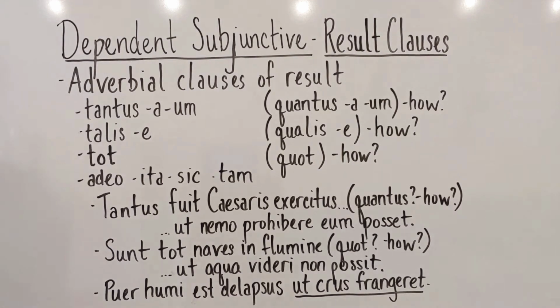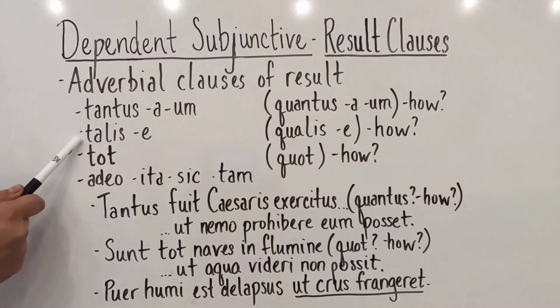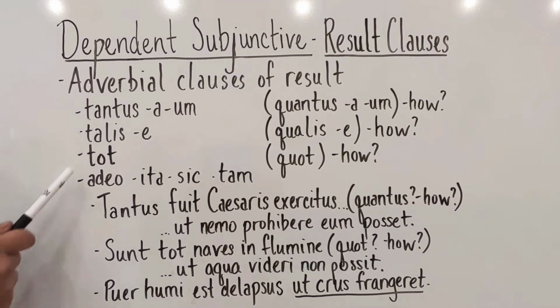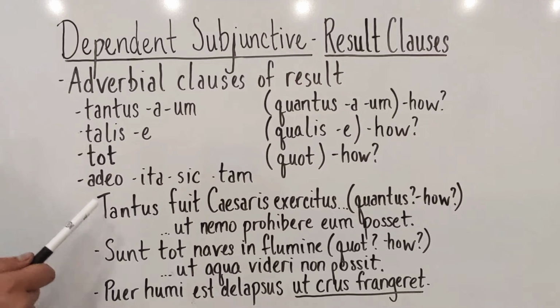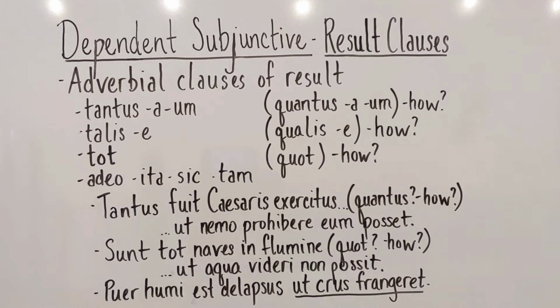So result clauses in Latin will usually be tipped off by tantus in the main clause, talis tale, tot, adeo, ita, sic, or tam. You don't have to have these words in the main clause, but most result clauses do. So tantus, that more or less stands in for tam magnus, so big, so great, so large.